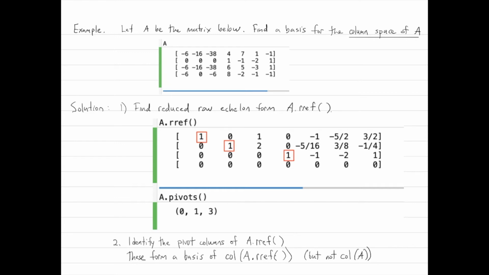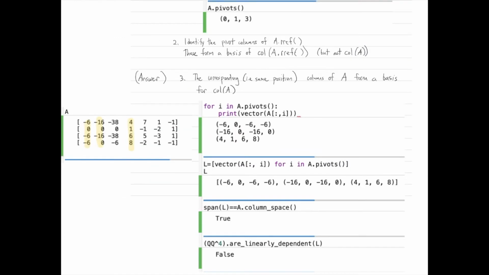Now, a fairly obvious fact is that these columns form a basis for the column space of the reduced row echelon form of A. In other words, for this matrix. These columns here do not form a basis for the column space of A. That's what we're trying to find out. But the good news is that the corresponding columns of A form a basis for the column space of A.